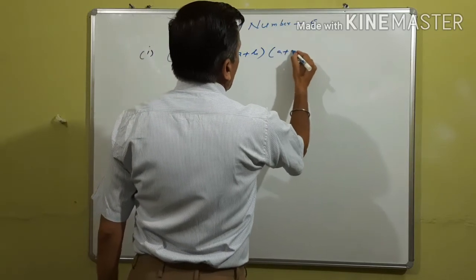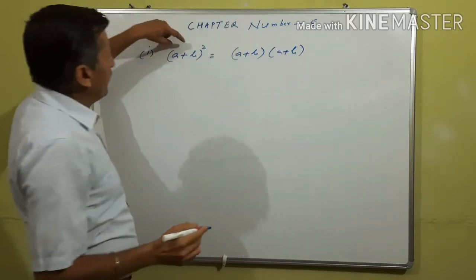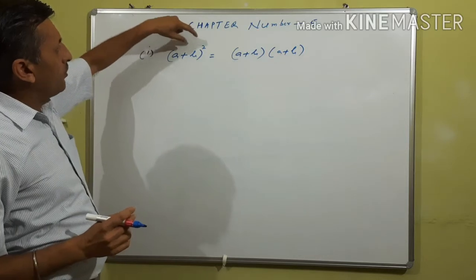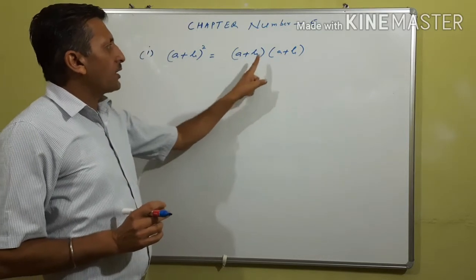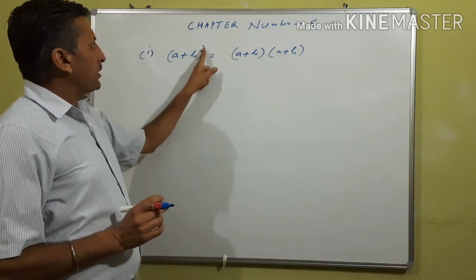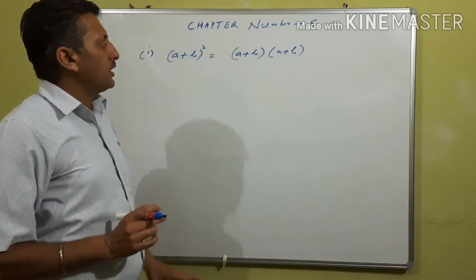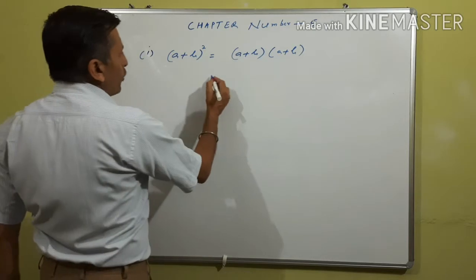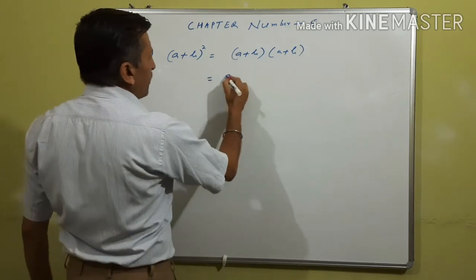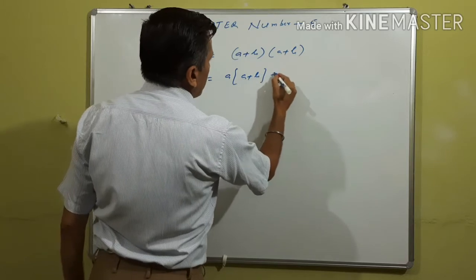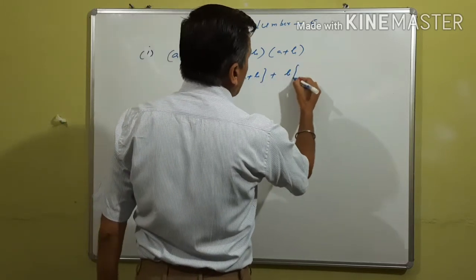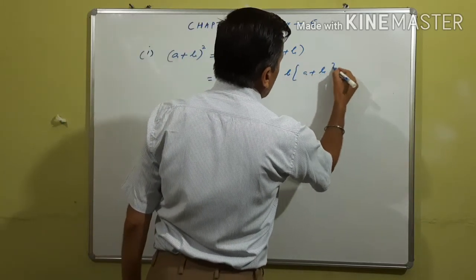So I think everyone knows the meaning of (a plus b) to the power 2. That means this term is occurring 2 times. When its power is 3, that means this term is occurring 3 times. So if you want to multiply these two terms, how can we multiply? This is a into (a plus b), then plus b into (a plus b).